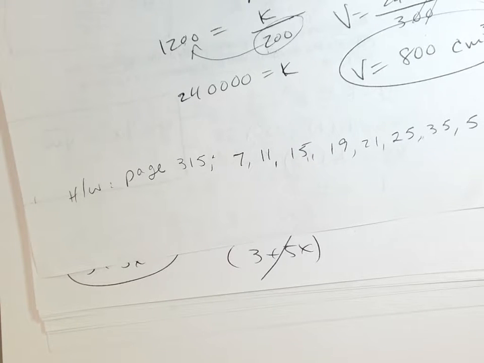Alright, so then the cube root of 64 is 4. 4 times 5 is 20, so k equals 20. Did I go too fast on that? No. 4 times 5 is 20, so that equation is y equals 20 over the cube root of x.